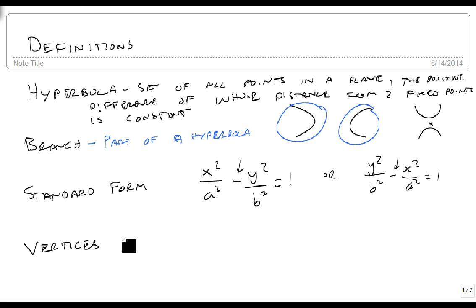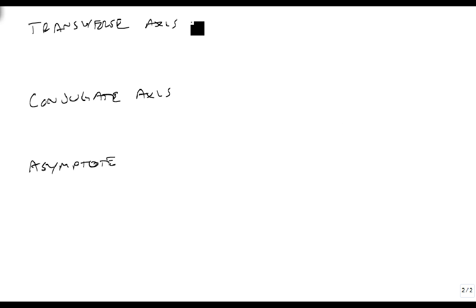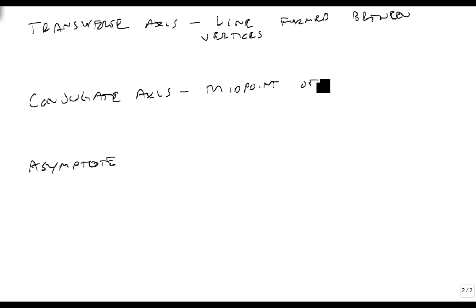The vertices are the points on the axis, so this point right here and this point right here. So there's an axis that goes through the center, and the vertices is where the two branches hit that axis. In fact, that axis between them, the line formed between the vertices, is called the transverse axis. And the conjugate axis is found at the midpoint of the transverse, and it's perpendicular.